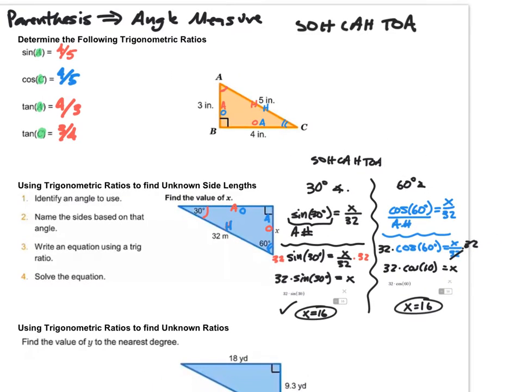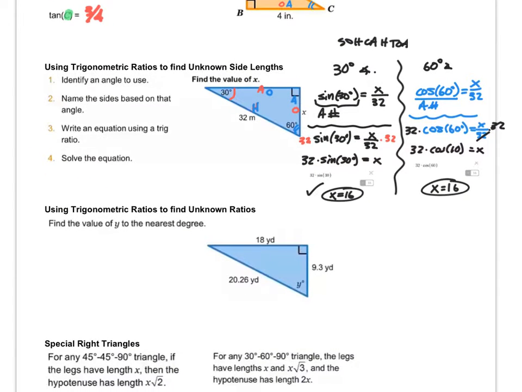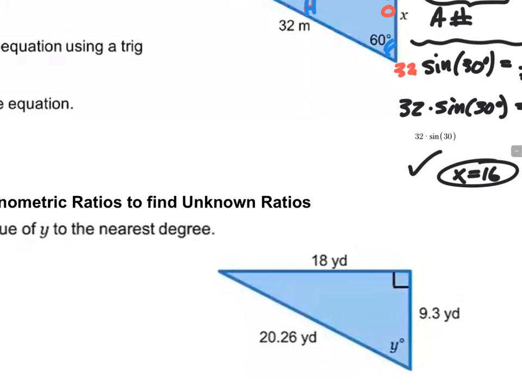All I'm doing is still following this process. I identified an angle to use. I said, okay, I'm either going to use 30 or I'm going to use 60, and I named the sides based on that angle. I wrote an equation using a trig ratio, and then I solved that equation for x. Remember, these values, sine of 30 and cosine of 60, are numbers. And that's that.